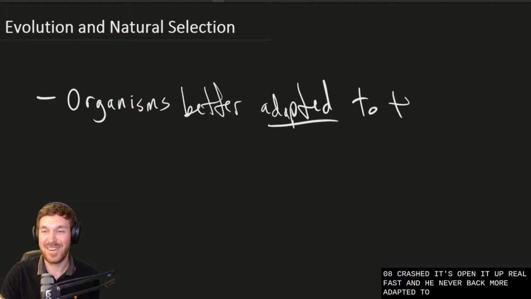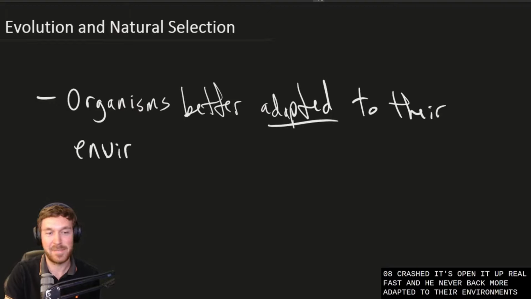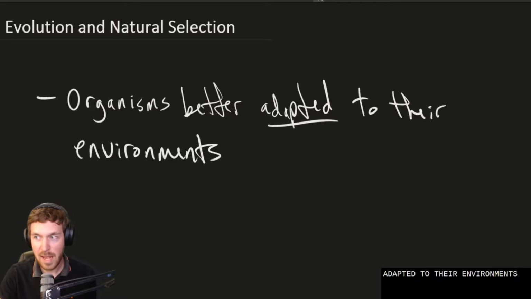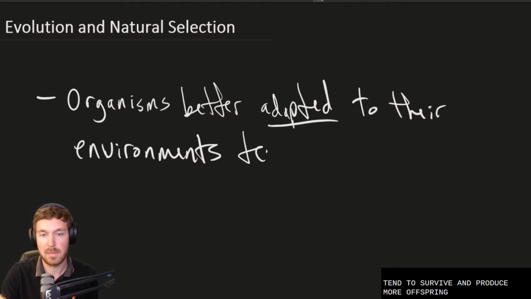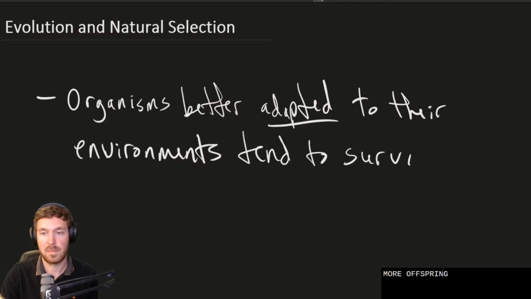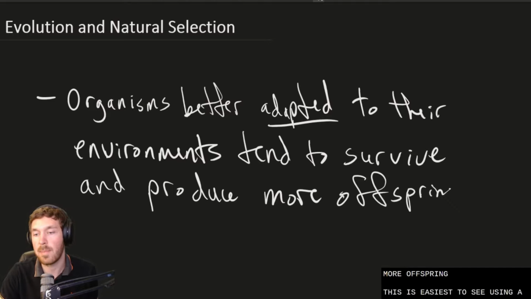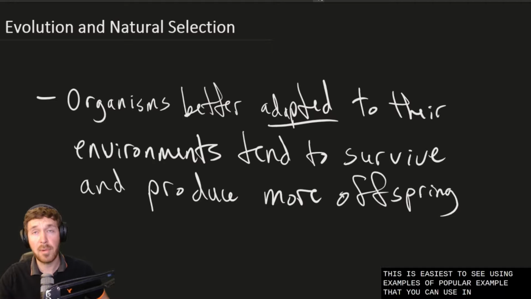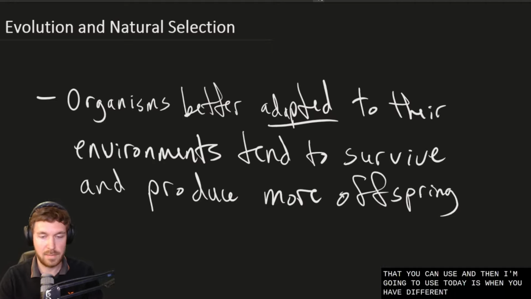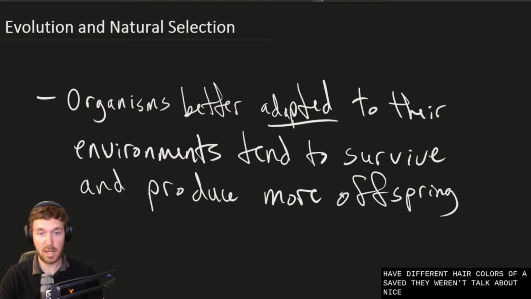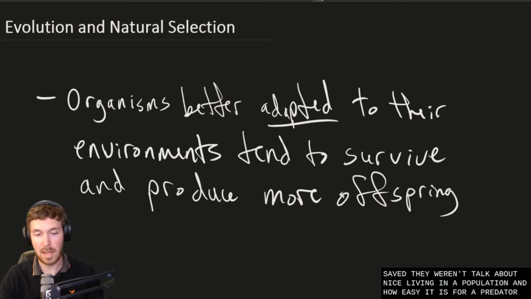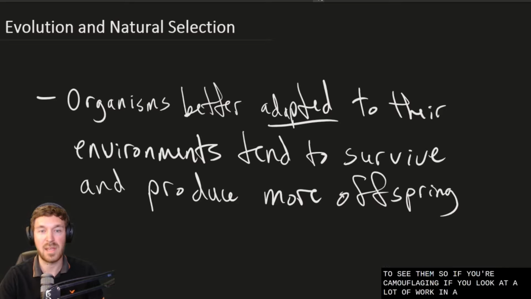More adapted to their environments tend to survive and produce more offspring. So this is easiest to see using examples. A popular example that I'm going to use today is when you have different hair colors. Let's say today we're going to talk about mice living in a population and how easy it is for a predator to see them. If you're camouflaged, and if you look at a lot of organisms, they blend into their environments pretty well. The ones that don't blend in are more likely to be selected by that predator faster. So that's what we're going to show the example of today.